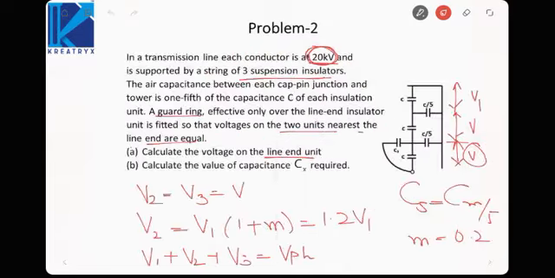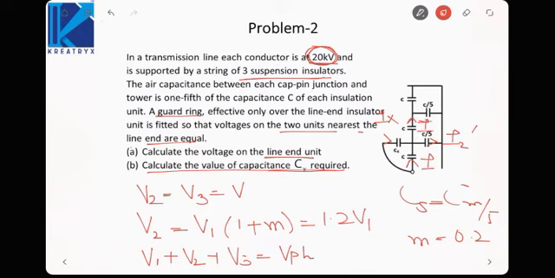In the next part of the problem, it is asking the value of capacitance Cx required. Now since the voltage across these two units is same, it means their current should also be same. So let me assume some currents here, Ix, I2 dash, I. Their currents must be same. So Ix must be equal to I2 dash.